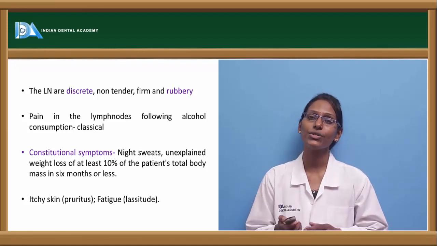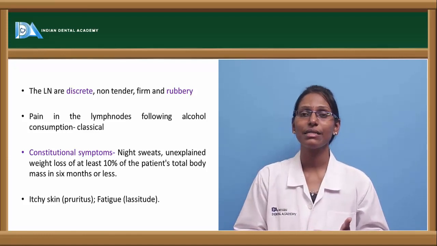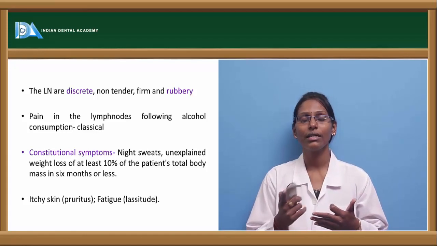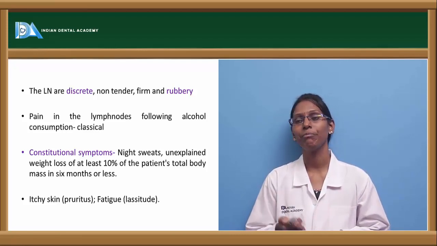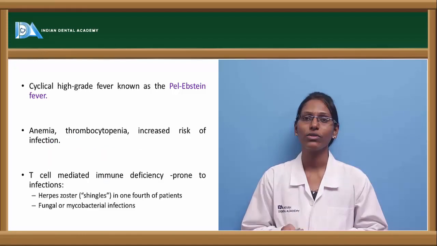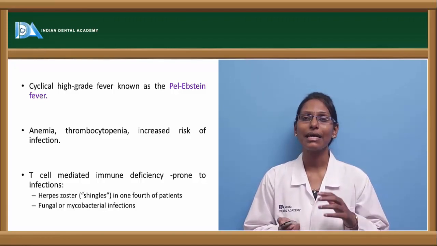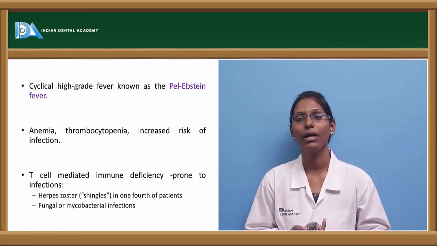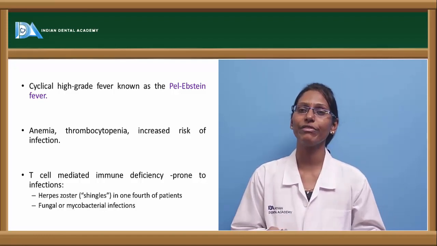Patients have other constitutional symptoms, which include weakness, fatigue, weight loss and night sweats. These are night sweats, fever, and weight loss, within less than 6 months, with about 10% weight loss. Patients can also present with itchy skin, which is pruritus, and fatigue. Pel-Ebstein fever, a cyclic high-grade temperature, is a pathognomonic feature of Hodgkin's lymphoma. Other features are anemia, thrombocytopenia, and an increased risk of infection.